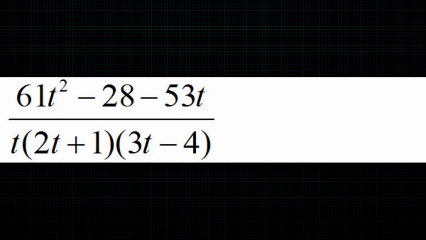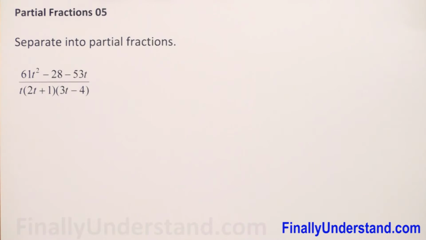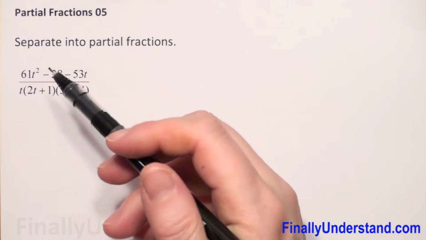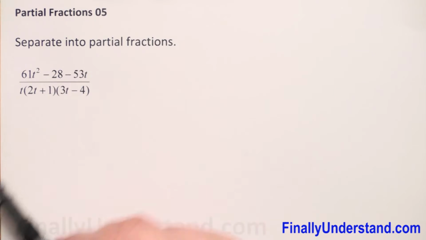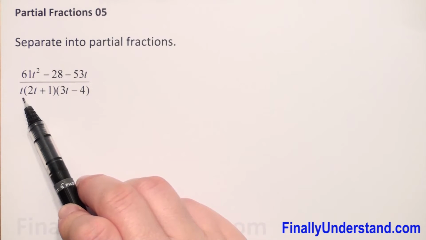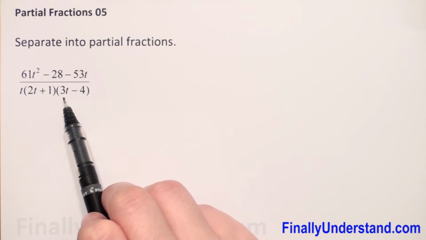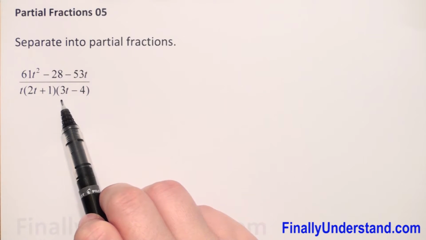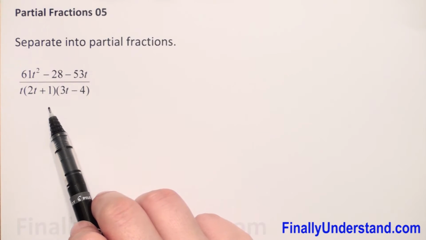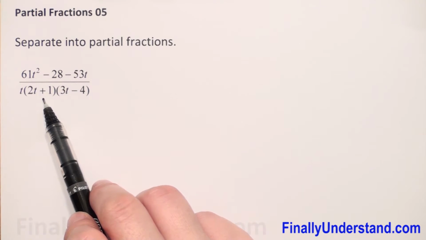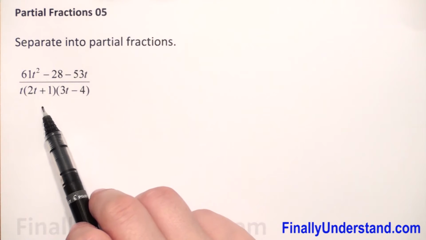We have a given fraction and we have to rewrite this fraction as a sum of partial fractions. So first we have to check the power of numerator and denominator. In this example, in the numerator we have t to second power, and in the denominator if we multiply the highest powers, it will be t times 2t times 3t, which is 6t cubed. So in the denominator we have a power greater than the numerator, so everything is okay.